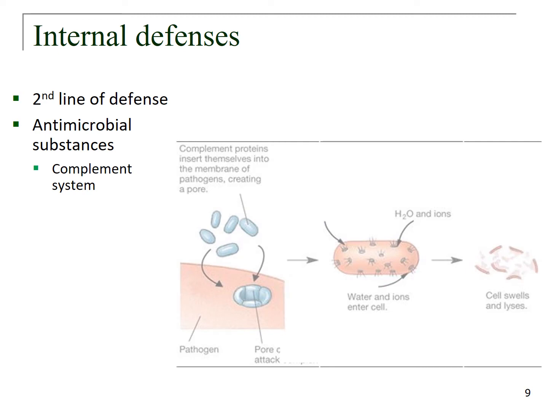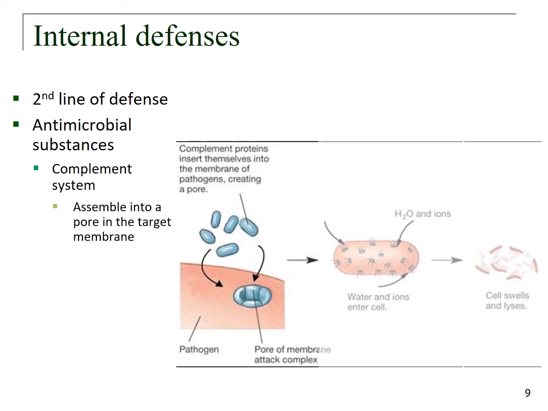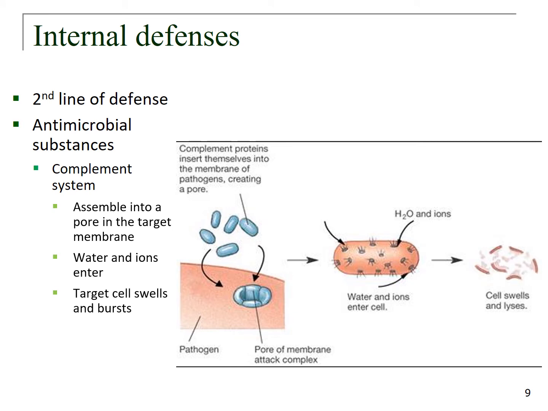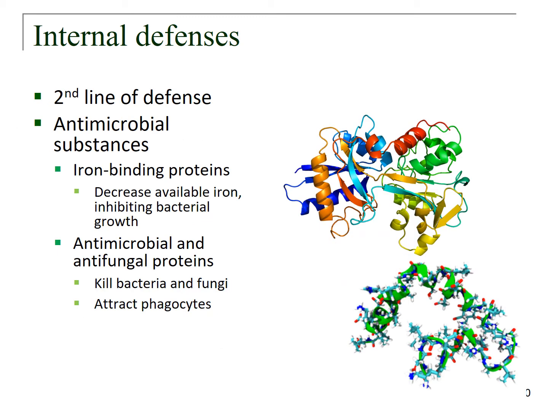Okay, as far as antimicrobial substances go, they have what's called the complement system. What happens first is the complement proteins, you can see here, insert into the membrane of bacteria, and they'll actually create a pore as indicated by the green arrow. Secondly, when those pores are punched into the bacteria, water and ions will enter, and this will cause the target cell to swell up and burst. So basically, they're opening up holes in the bacterial cell membranes, which causes water to flood in and causes the bacteria themselves to burst. There are also antimicrobial substances.